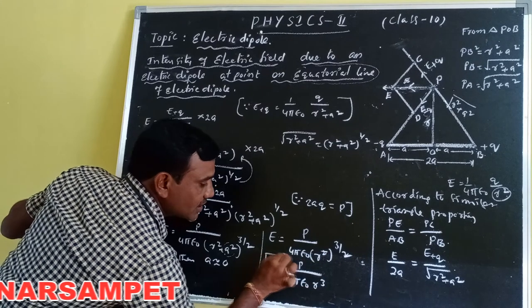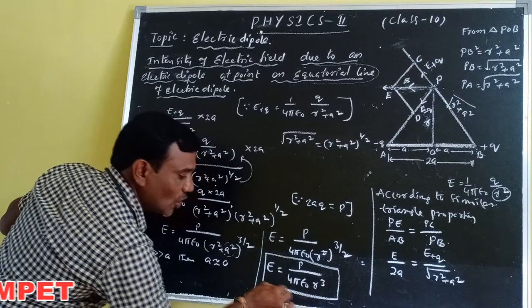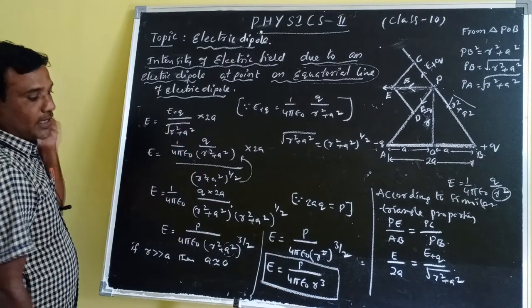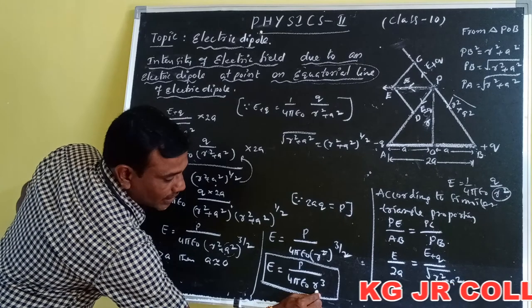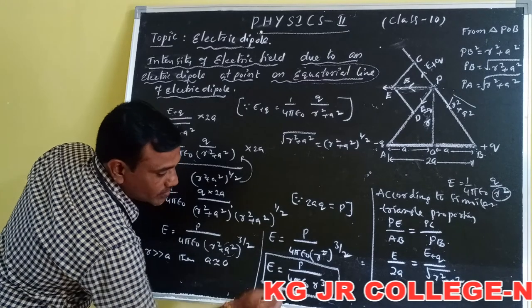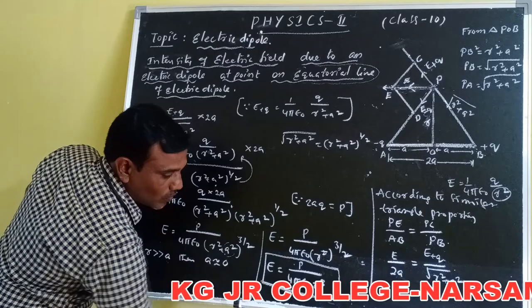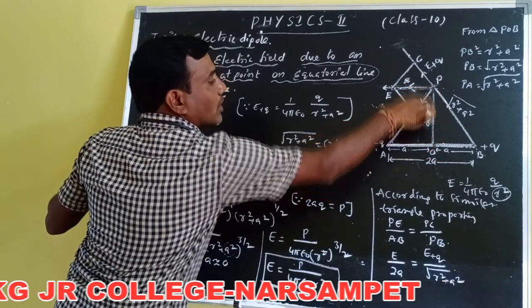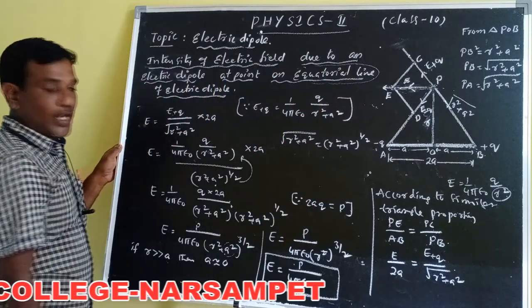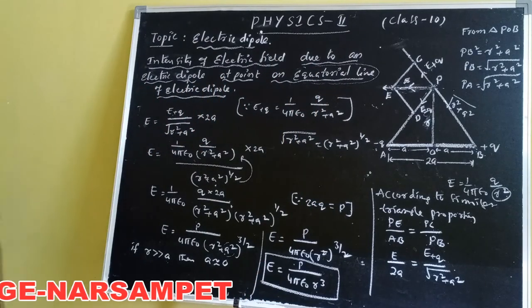It is the intensity of electric field due to an electric dipole at any point on the equatorial line of the electric dipole. From this equation we observe P means electric dipole moment, R means the distance of the point on the equatorial line. Okay.